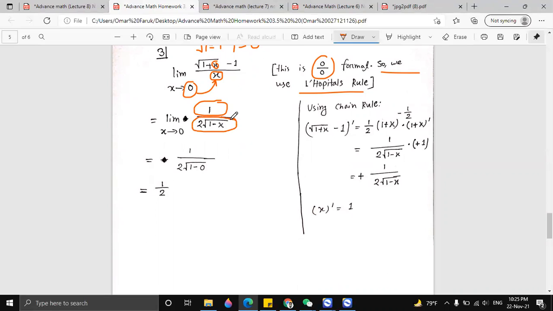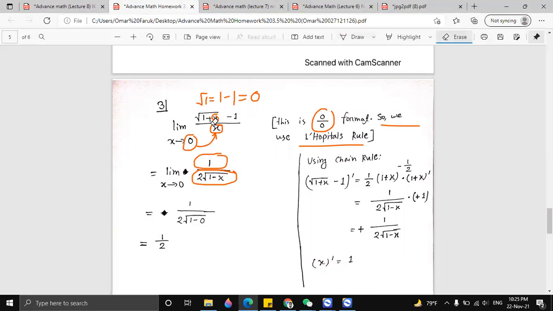Bro, how can we get 0? 1 minus 1? There is no 1 minus 1, I guess. No, if you put 1 plus 1, it will be root over 2 minus 1. No, you input this value here, x equal to 0, so it will become root over 1 plus 0. That means root over 1. Sorry, okay, I made a mistake.